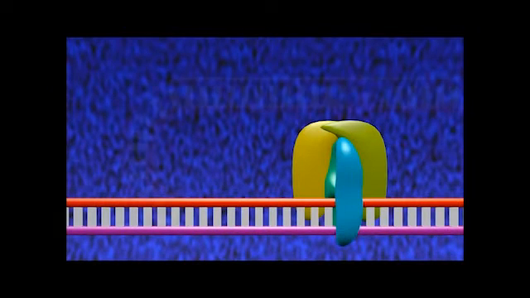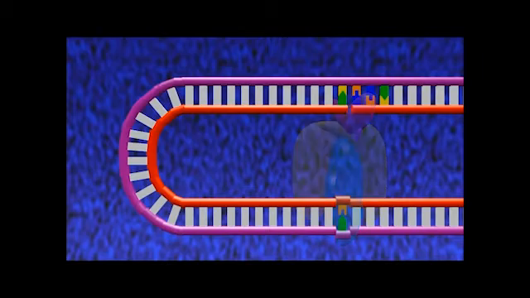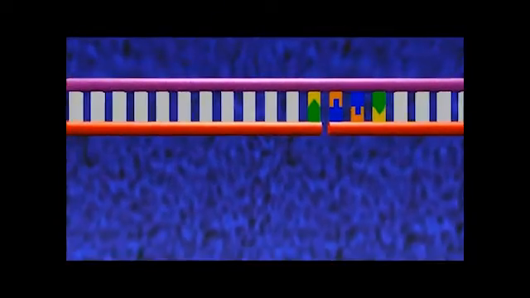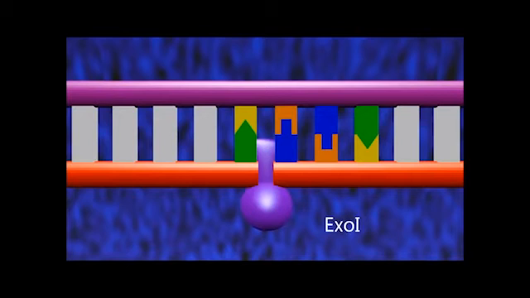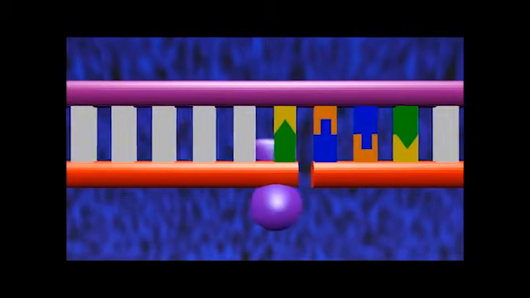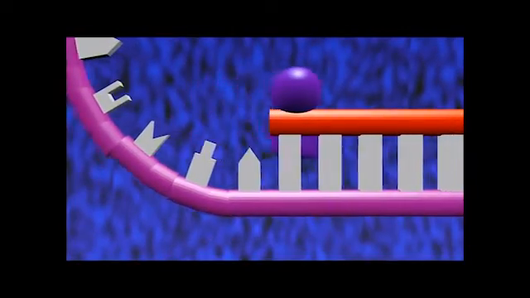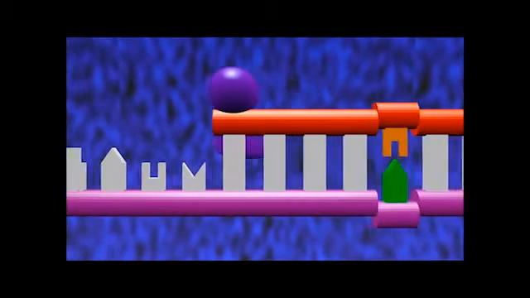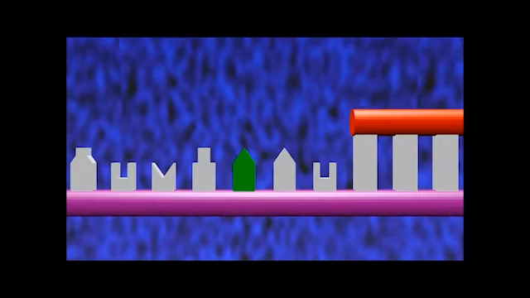In order for mut-H to become activated, it needs to bind with mut-L. This causes the DNA to bend. The newly formed backbone incision allows an exonuclease to enter and begin excising nucleotides from the newly synthesized strand. The exonuclease excises the mismatched nucleotide and stops excising just beyond it.